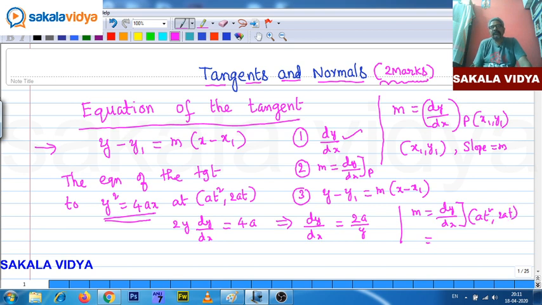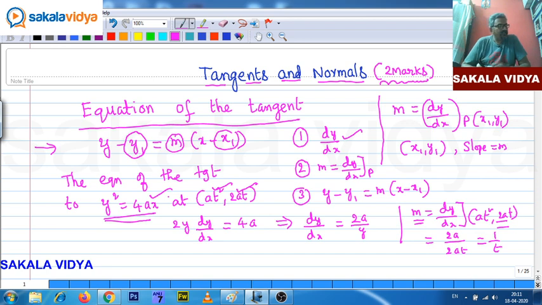So, that means 2a divided by y means 2at, you need to substitute that as 1 by t. Now, you know the slope and the point. The point is at square comma 2at. So in the place of y1 you can write 2at, in the place of x1 you write at square, in the place of m you can write 1 by t. After simplification you can find the equation of the tangent to the given curve y square is equal to 4ax. So, like that we can find it.